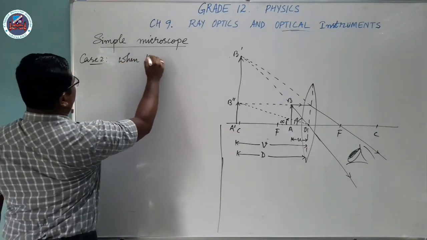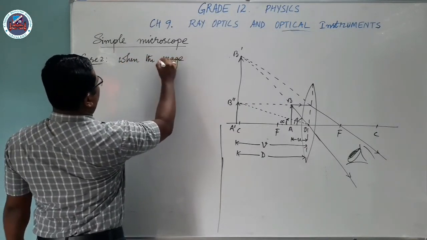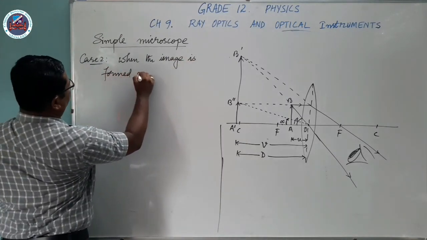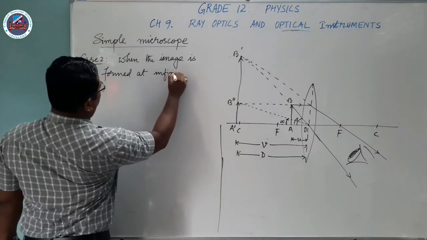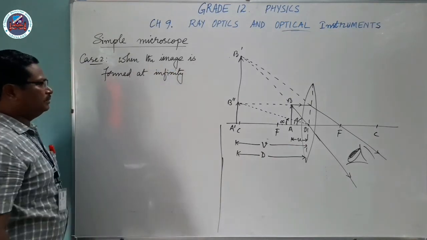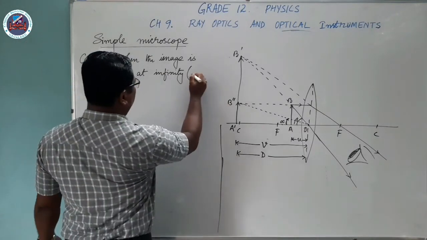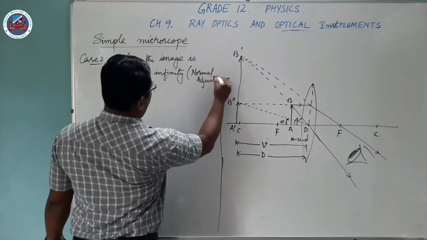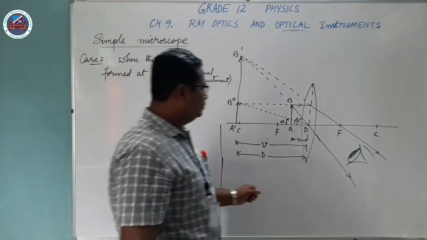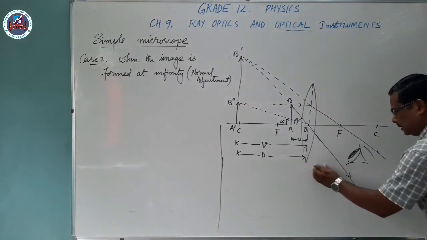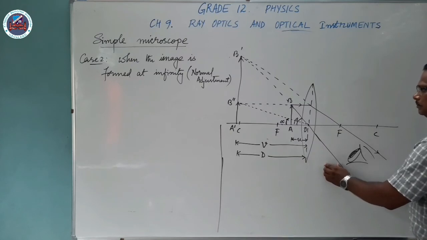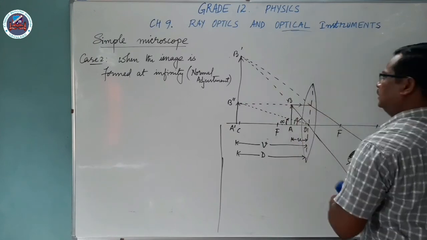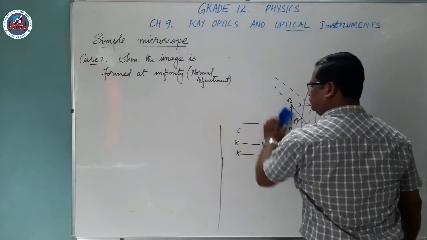When the image is formed at infinity, that is also called normal adjustment. In this case, we can move this lens towards us. If we bring it a little bit towards us, then if we keep the object at the focus, you get the image at infinity. This way you can draw and show.